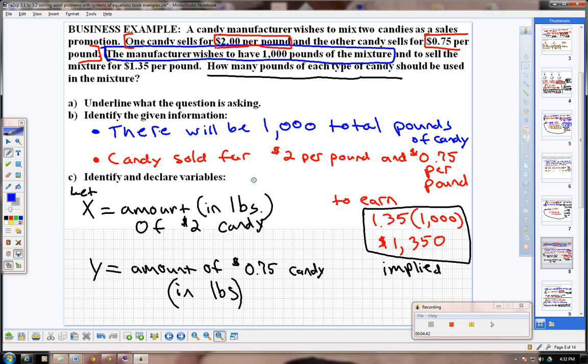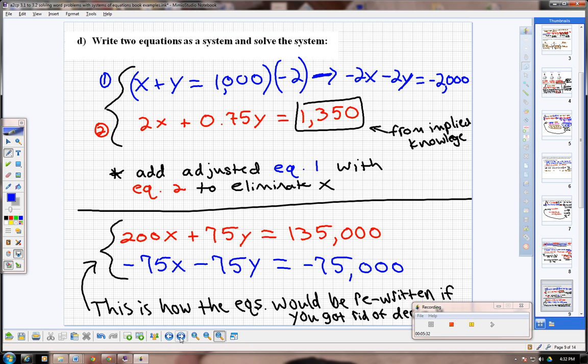x, increased by 75 cents multiplied by the amount of 75 cent candy in pounds. When we add that together, we get 1,350. That's going to give us how much they're making. And that comes from some implied knowledge there. If you look at the top, that's how we would solve it without even getting rid of that pesky decimal, 0 and 75/100ths.